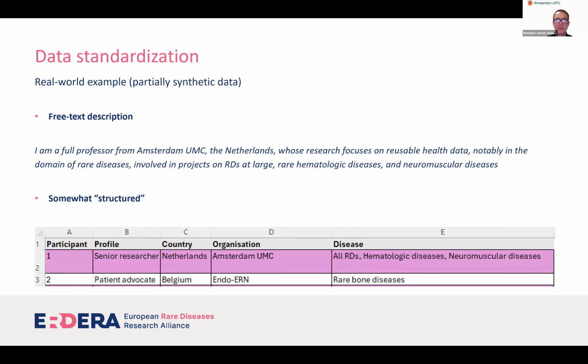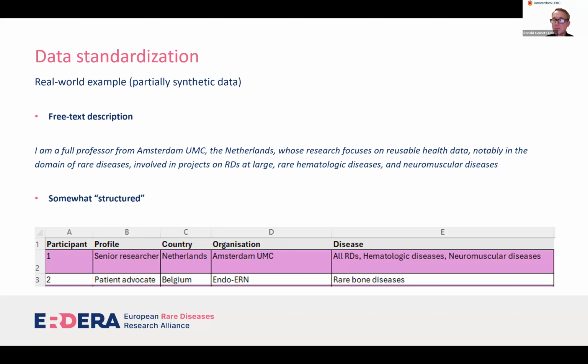So on the bottom, you see the form which I received on the participants in this webinar series. And well, as I say, I made it up. So I put myself on the first line, being a senior researcher from the Netherlands, Amsterdam UMC, with a number of areas of interest. And then as a second participant, which is also made up, a patient advocate from Belgium, involved in endo-ERN, focusing on rare bone diseases. And I'm not saying that such a person doesn't exist, just wasn't in this list of participants.